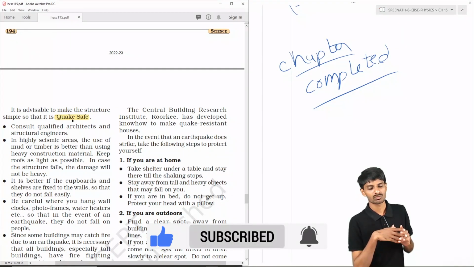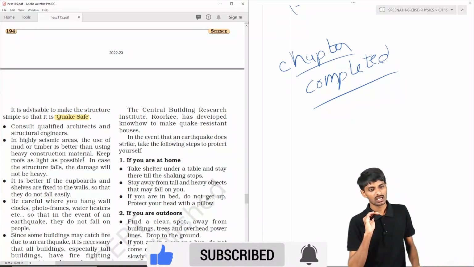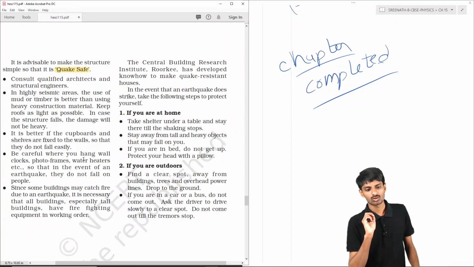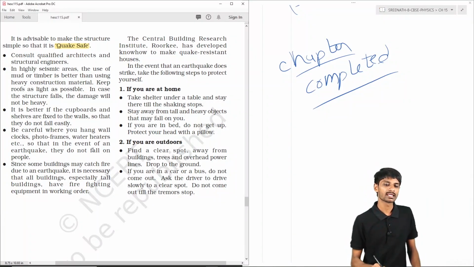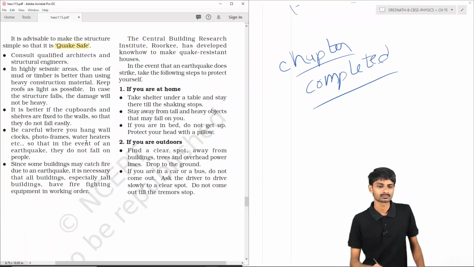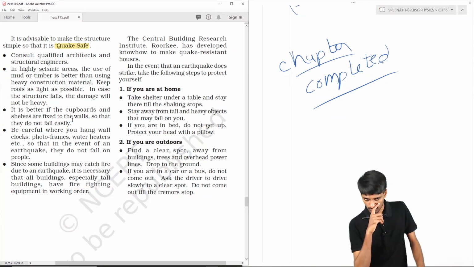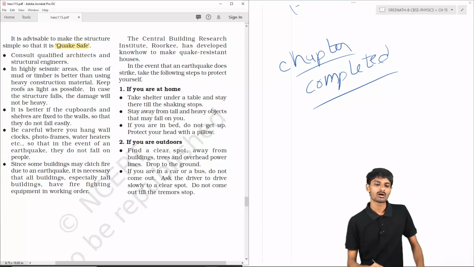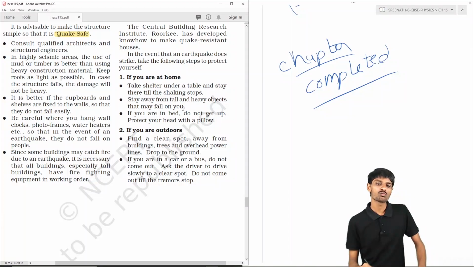Our houses must be constructed quake safe, the roofs must be lightweight, and buildings cheap. Don't hang things, and cupboards must be fixed to the walls, which is better. Use mud houses or timber houses, which will be helpful. We also have to be ready to fight fire. If you are at home, take shelter under a table and stay away from tall objects.